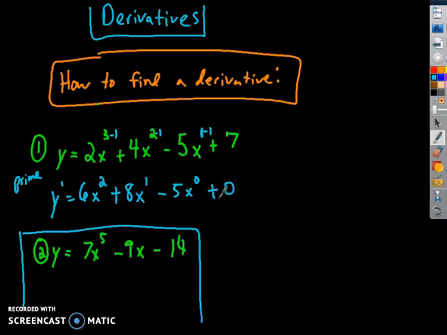You might say, well, why is it 0? Well, that's a good question. The reason why it's 0 is if I gave you 7, that's really 7x to the 0, right? Because 7x to the 0 means 7 times 1, which is still 7. So if I began with 7, it could be called 7x to the 0.